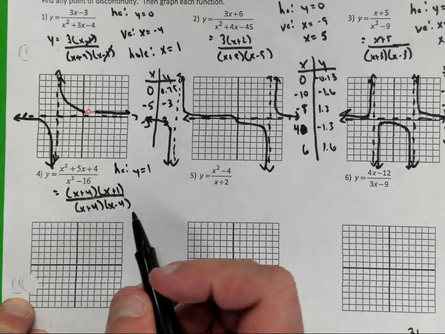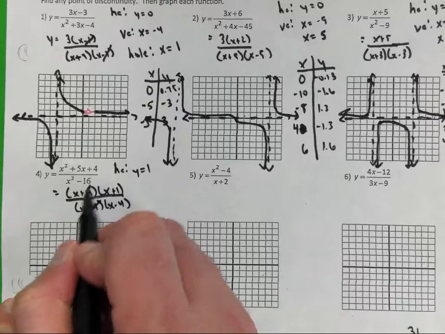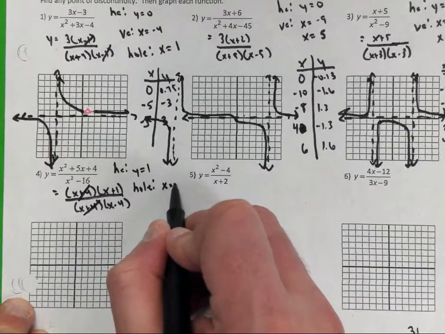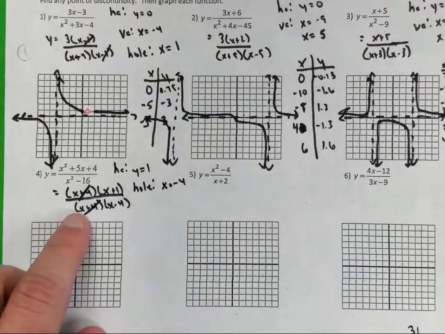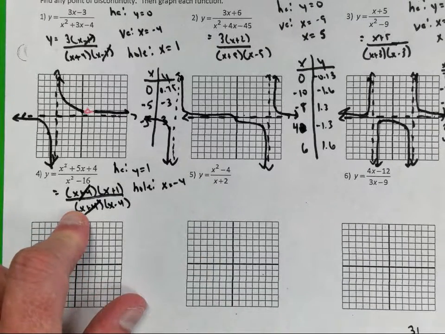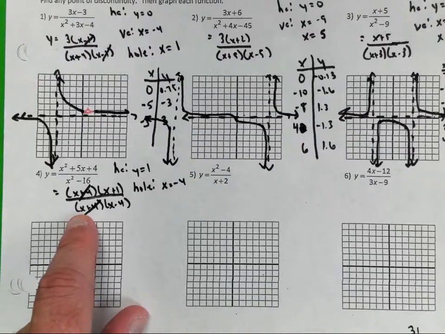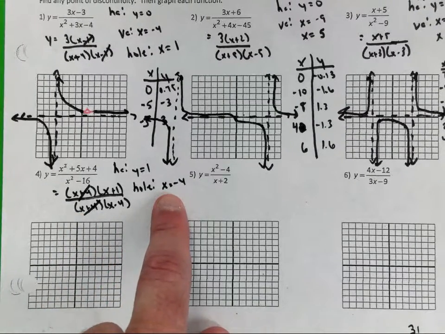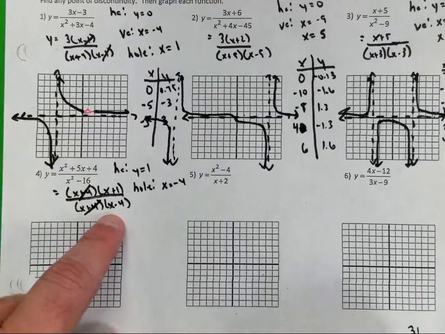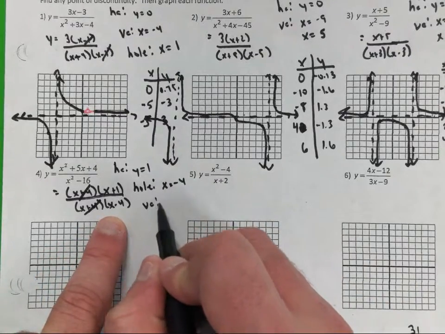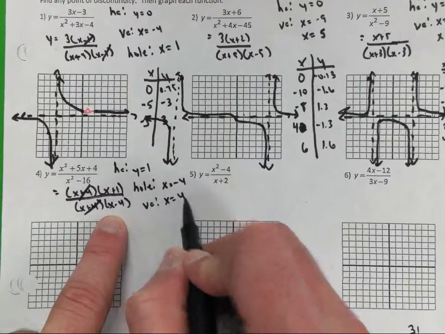Can I remove the x plus 4? Yes. So what would occur? Where's my hole going to occur? X equals what? -4. Because if I set x plus 4 equal to 0, what's the one number in the universe I can't plug in? -4. So because I can remove it, there's a hole at x equals -4. Can I remove the x minus 4 factor? No. So what's occurring? Where's my vertical asymptote occurring? X equals 4. Do you see that?